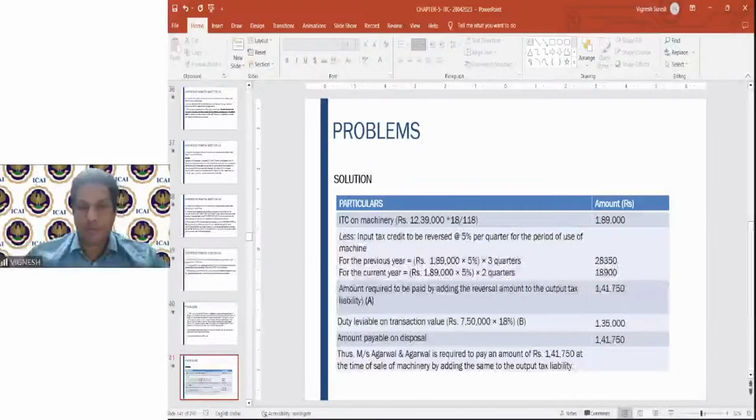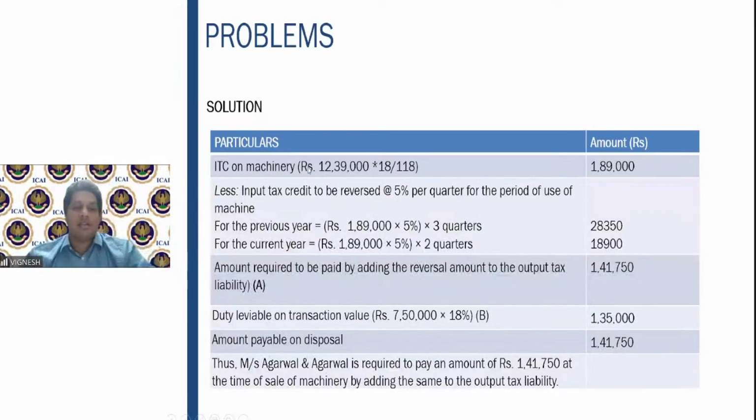So therefore, if you see this, ITC on machinery, 12,39,000 into 18 by 118, this is the total ITC. So 5% per quarter for the period of use. Previous year, 3 quarters, 1,89,000 into 5% into 3 quarters. Then 1,89,000 into 5% into 2 quarters for the current year, 18,900. This has to be reversed.